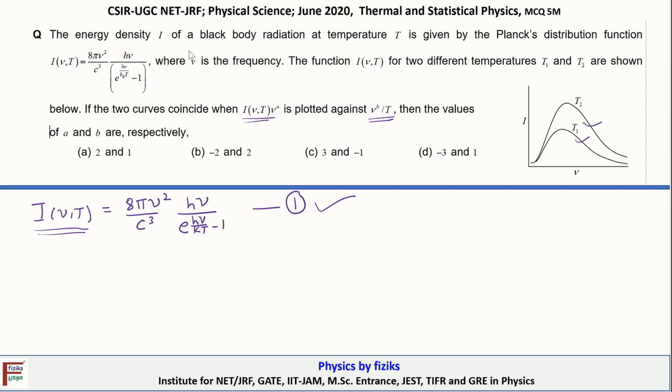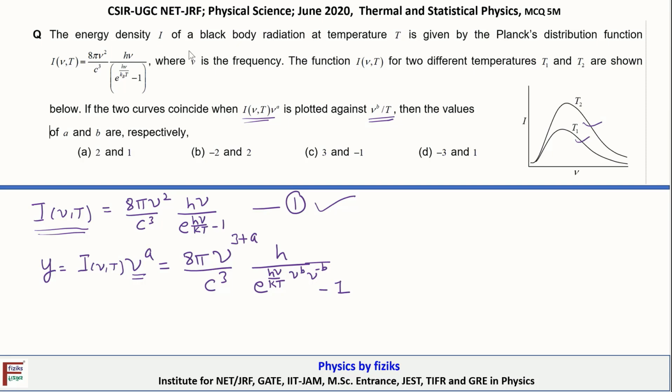Let's see for what values of a and b this happens. First evaluate the ordinate, y, which is I(ν,T) multiplied by ν^a. This becomes 8π, and ν² times ν gives ν³, multiplied by ν^a gives ν^(3+a), divided by c³, times h, divided by exponential of hν upon kT. Here multiplying by ν^b and ν^(−b) makes no difference, minus 1. Let's call this equation 2.